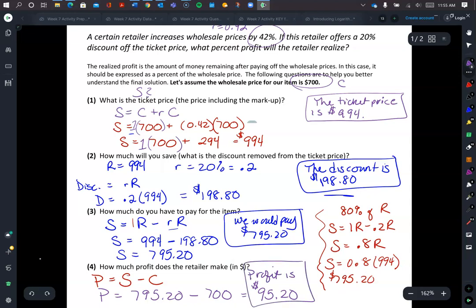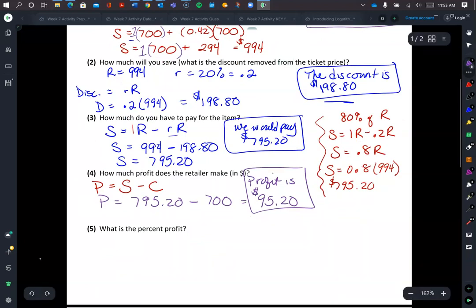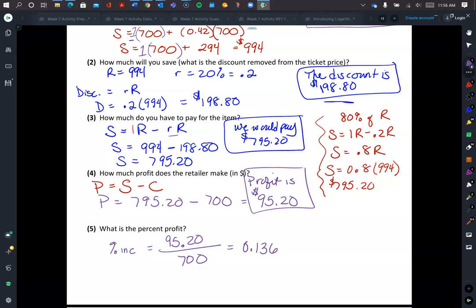So we can just say profit is $95.20. And then the last one here is, what is the percent profit? So we're just going to look at the percent increase. We already figured out the absolute increase is 95.20, and we're going to divide that by the original value here, $700, and we would get 0.136, which if we round to the nearest tenth of a percent, would be 13.6% profit.